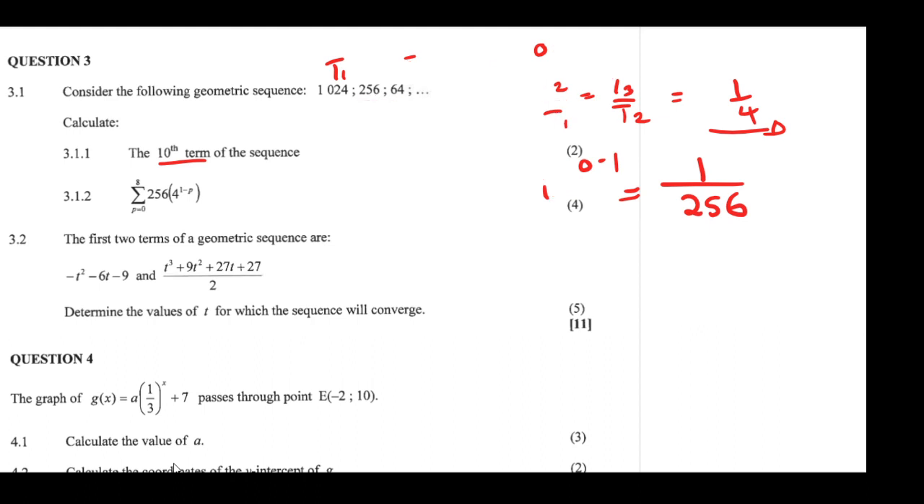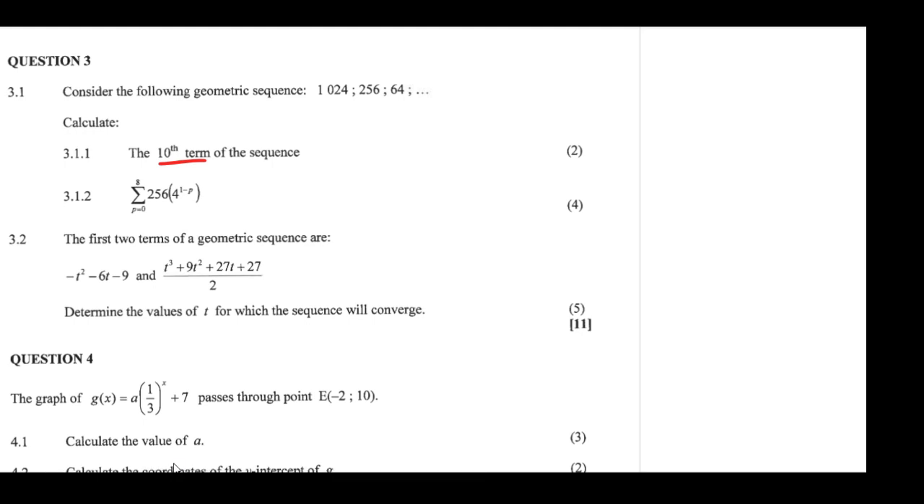Now we move on to 3.1.2. In 3.1.2, we are asked to find the sum of the whole thing given here, so we need to calculate the value of the sum. I know for a fact that this is actually this sequence here, but we don't have to assume that. We just need to prove it and solve it the way we know. So we have a sum where 8 is at the top, p starts at 0, and the term is 256 into 4 to the power of 1 minus p.